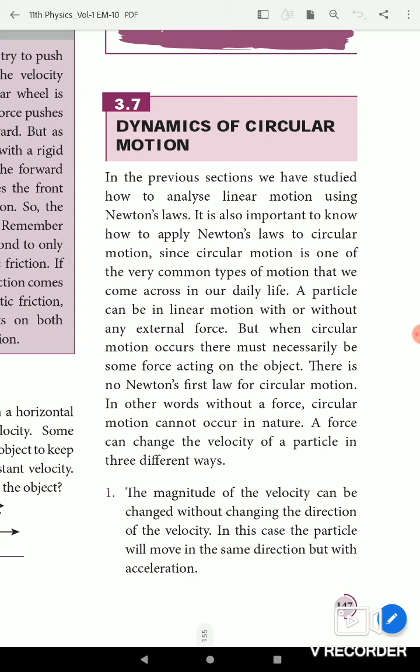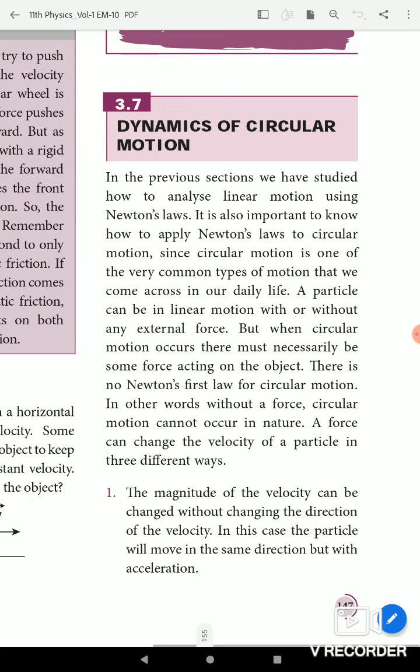A particle can be in linear motion with or without any external force. You already know linear motion is a straight line motion. In straight line motion, if some force is applied on the body, it will move. On a smooth surface, it will move continuously with no force acting on the body. But in the case of circular motion, there must necessarily be some force acting on the object. There is no Newton's first law for circular motion. In other words, without a force, circular motion cannot occur in nature.